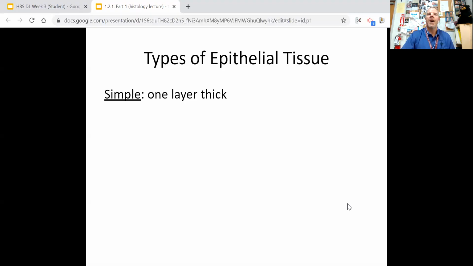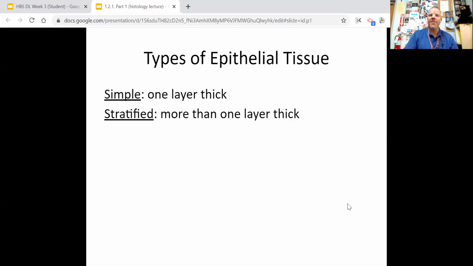So we have simple epithelial tissue, and that means it's one layer of cells thick. And then we would describe that as simple. Stratified is a bigger word, and that just means more than one layer of cells. So if we have more than one layer of cells, we say that it is stratified epithelial tissue. If it's only a single layer, then it's just one layer thick.